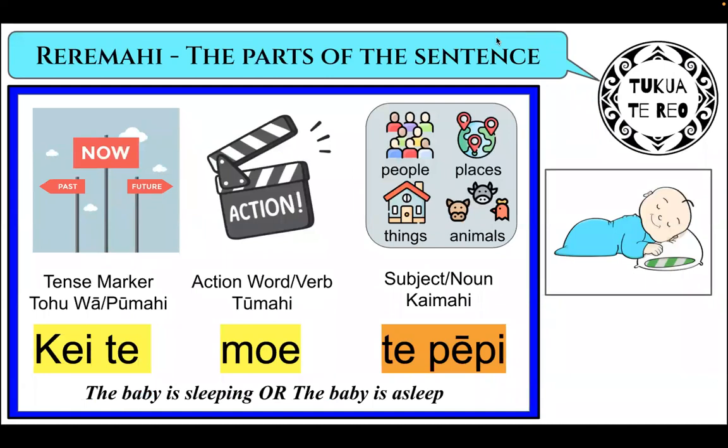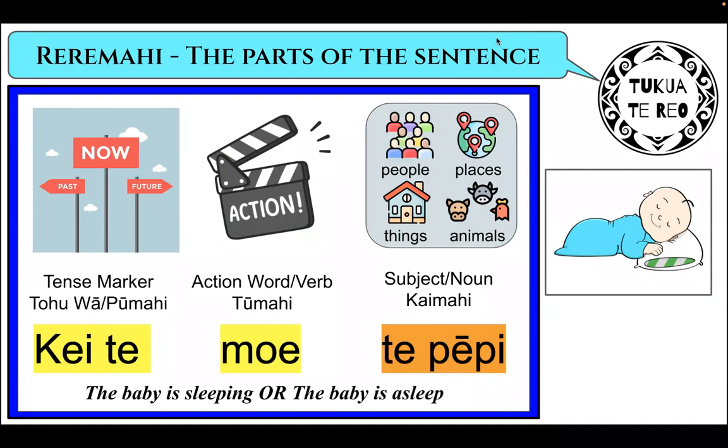So here's an example of a reremahi. It starts with the tense marker, kei te, which sets the sentence in the present tense. The action word here is moe, which means to sleep, and the kaimahi, the person, animal, or thing doing the action, comes at the end of the sentence. In this case, it's the baby.